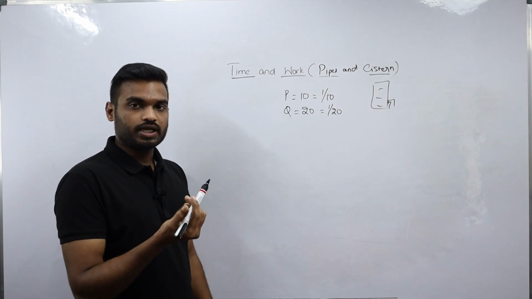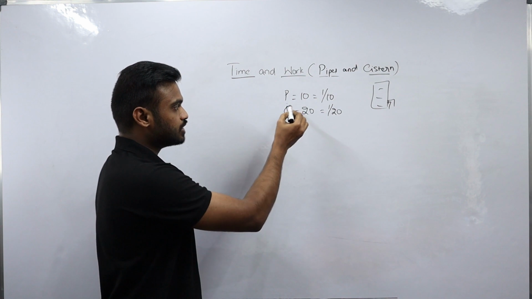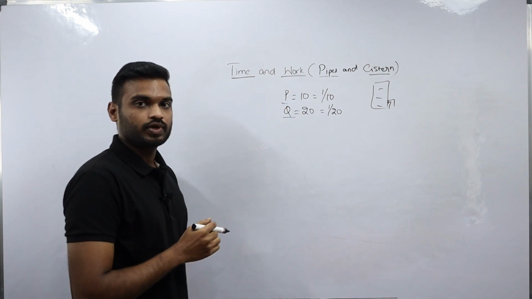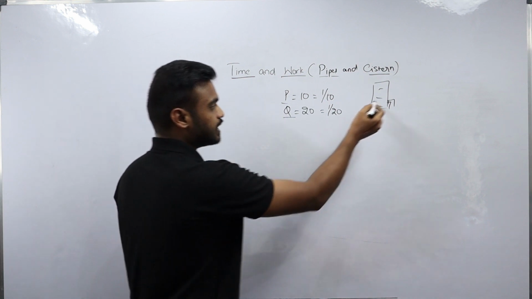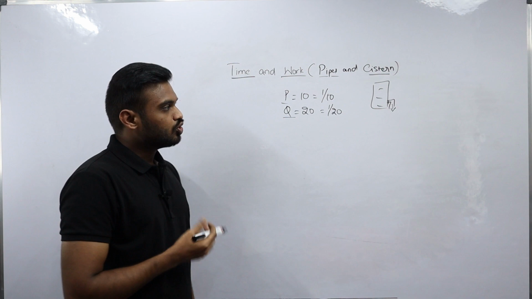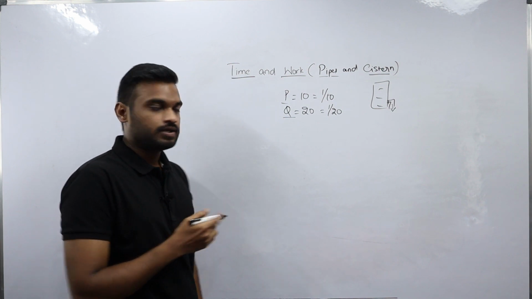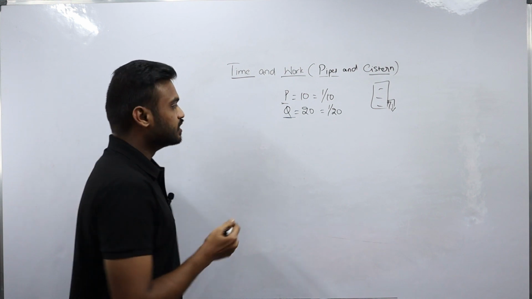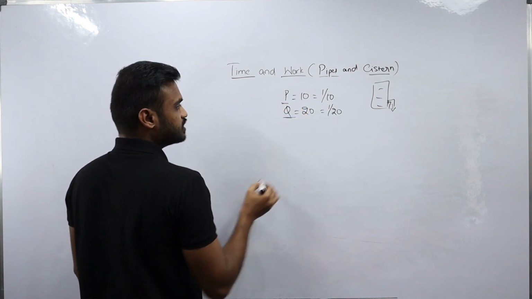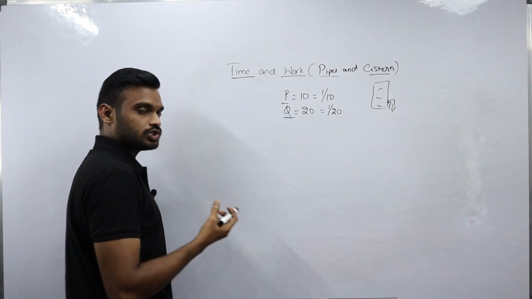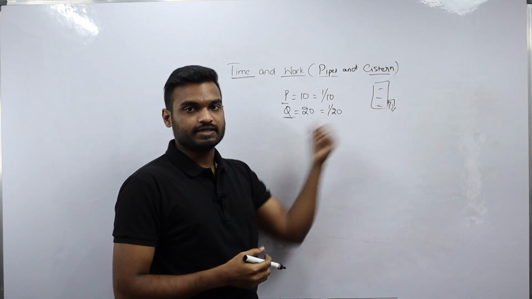Here you can understand the difference. P is trying to fill the tank and Q is trying to empty the tank, because Q is emptying the total water in the tank. Now how can we find the total time taken if both taps are opened? Suppose P is filling the tank and Q is emptying the tank simultaneously. Then what is the total time taken to fill the entire tank?